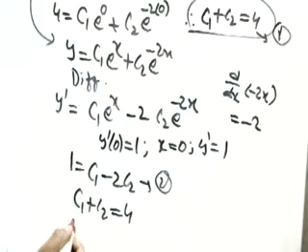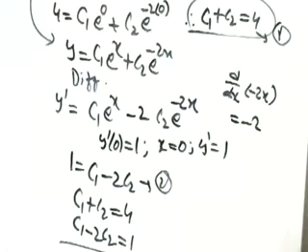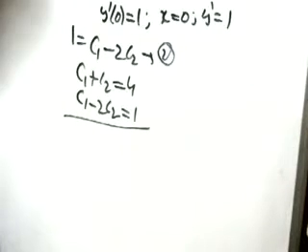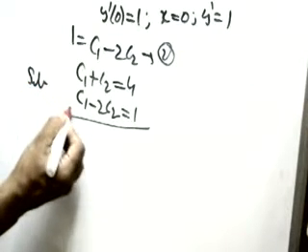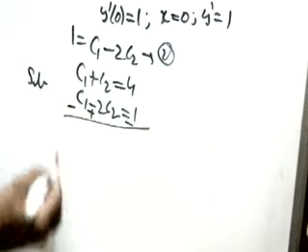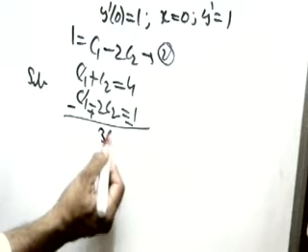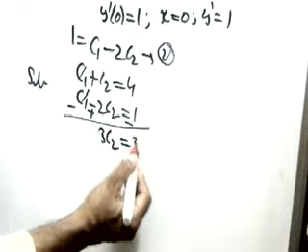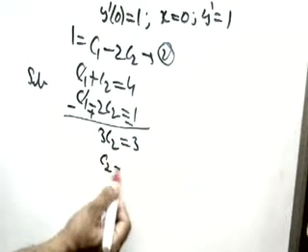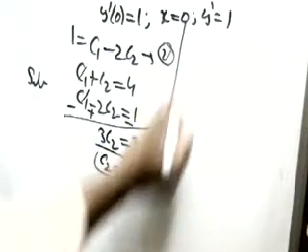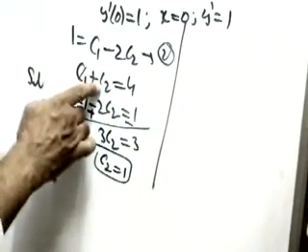Now the first one we have is c1 plus c2 equals 4, and the second one is c1 minus 2c2 equals 1. Now let me solve this. Subtract the second from the first. c1 minus c1 cancels. c2 plus 2c2 will be 3c2 equals 4 minus 1, which is 3. 3 by 3 is 1, so c2 equals 1.